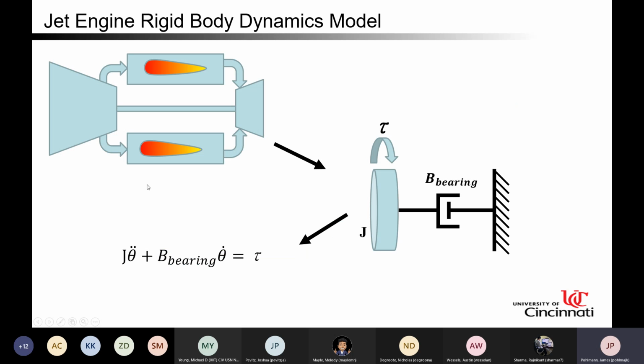So when approximating the jet engine as a dynamic system, I thought of the shaft connecting the compressor and the turbine as being rigid, so there's no potential energy stored in the twisting of that shaft. I can simplify this as some mass with inertia J, with an applied torque and some bearing friction, denoted by the dash pot here. Going through Lagrange's equation, the equations of motion turn out to be J theta double dot plus B theta dot is equal to torque. So pretty simple.